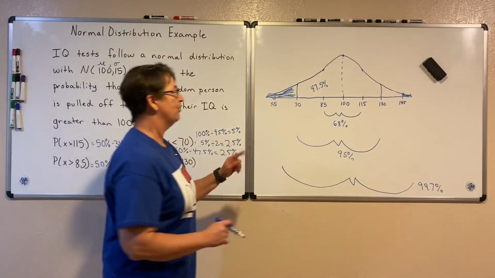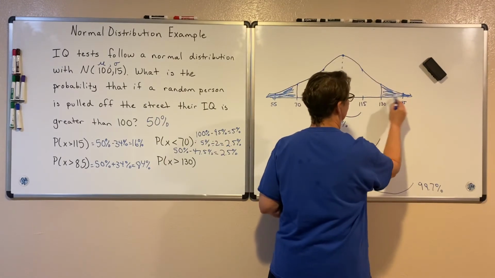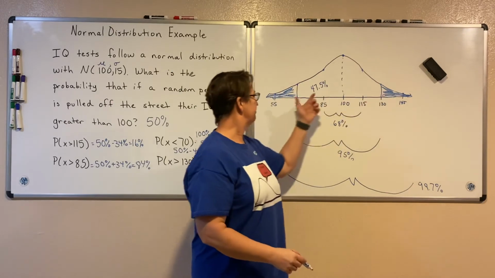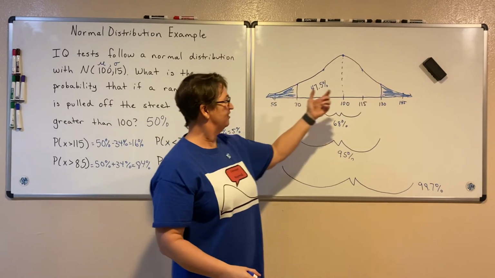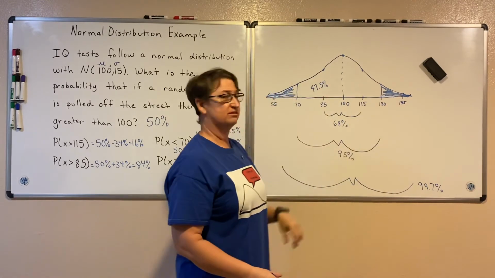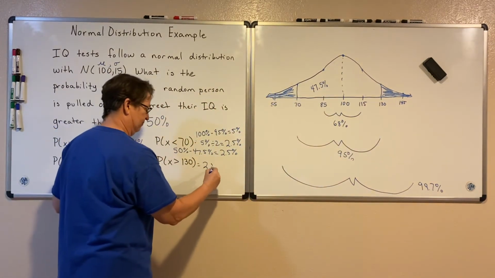If we look at 130, that is similar. So notice that that's on the other end. So this half, this piece, and this piece are equal to one another because this is symmetric. So this is also 2.5%.